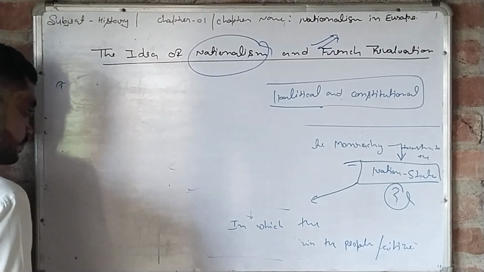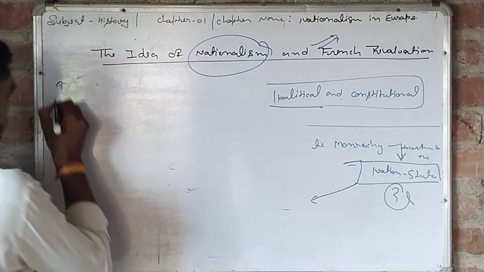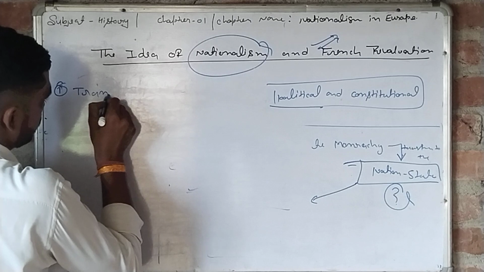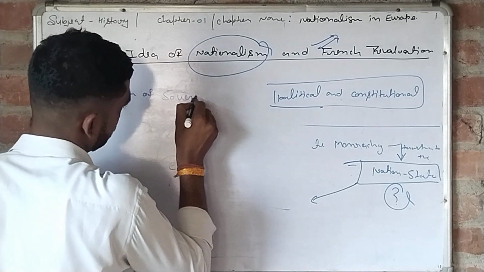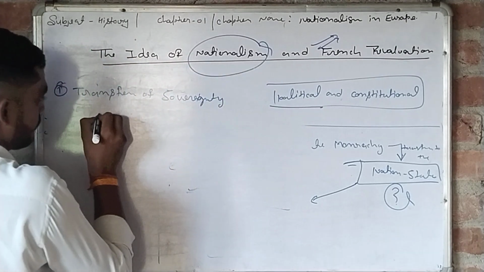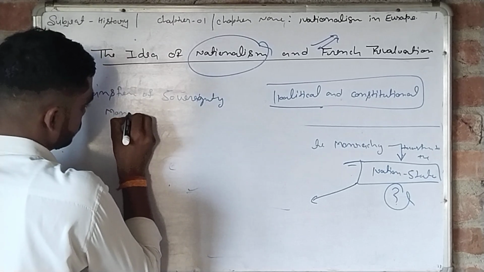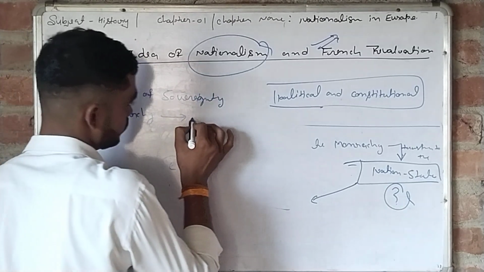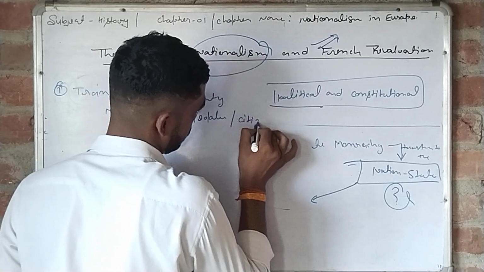The first is transfer of sovereignty from absolute monarchy to people or citizen. Okay.